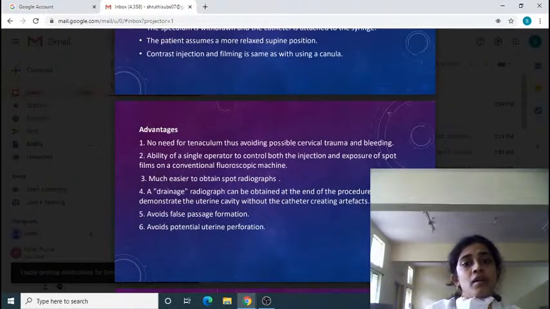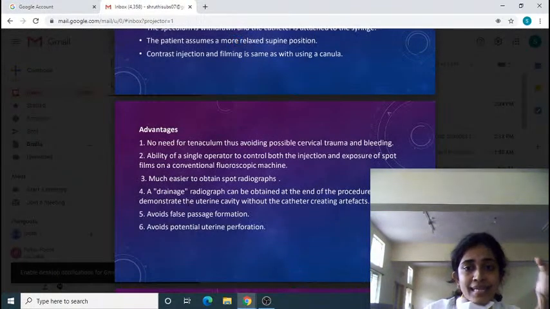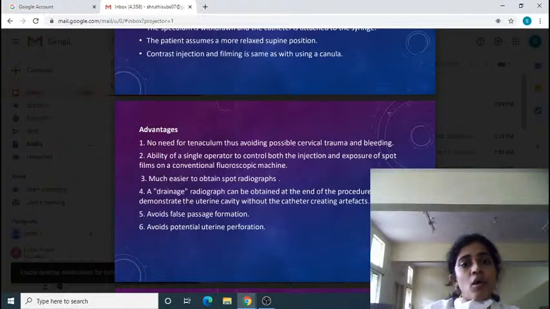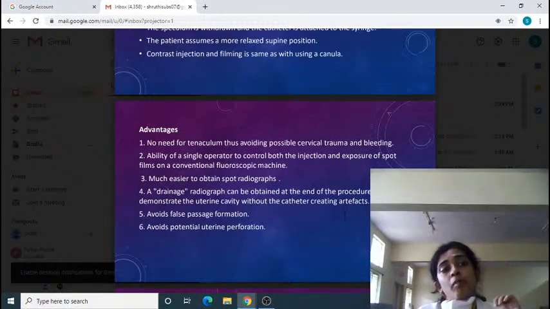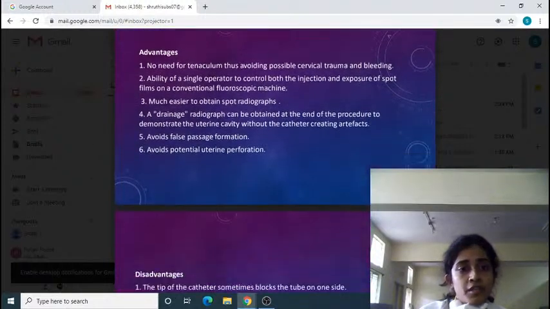Thus it avoids possible cervical trauma, and bleeding can be avoided. The ability of a single operator to control both the injection and exposure of spot films on the conventional fluoroscopic machine can be utilized. It is much easier to obtain the radiographs in this procedure. A drainage radiograph can be obtained at the end of the procedure to demonstrate the uterine cavity without the catheter creating artifacts. It can avoid the formation of false passages, and it avoids potential uterine perforations.